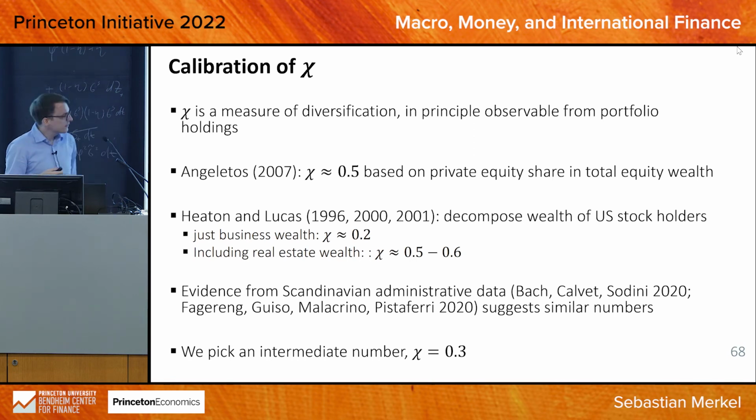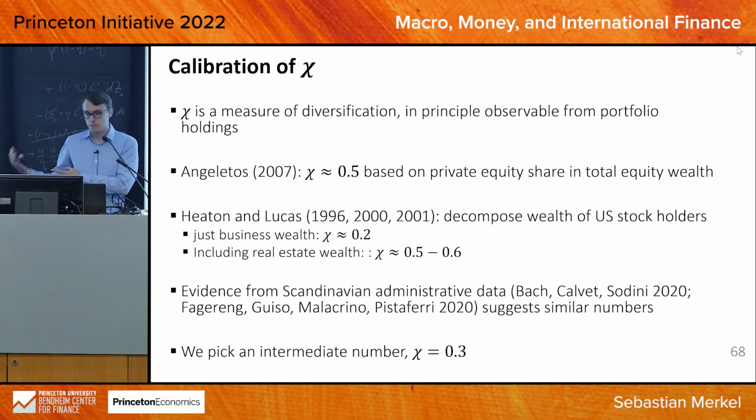And he says, well, let's just look at the share between private equity and total equity, I believe. But I don't remember exactly the details, but it was something like that. And he said, it's around a half. So he used something like a half for his model. So that would be one value.